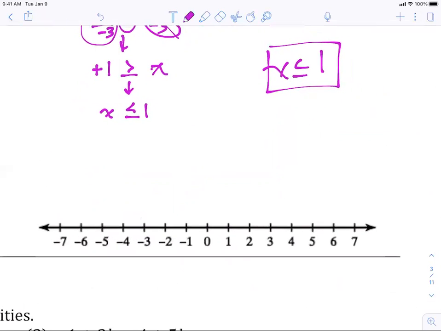Because it's equal to, that tells me I'm going to have an open circle down here at 1, and you should have shaded to the left. Beautiful. Everything that's less than 1 should have been shaded. And away you go.